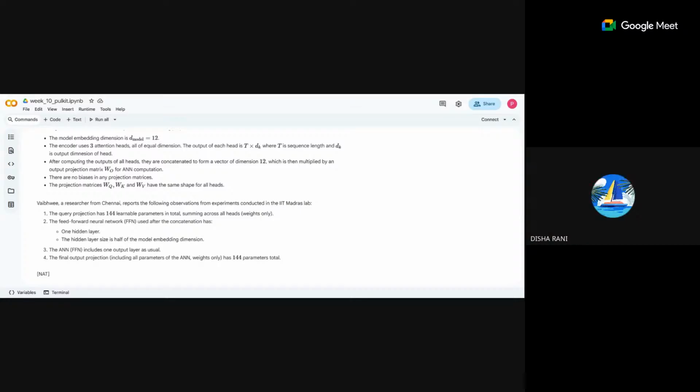So once you know the hidden layer size, the second one was 6 cross 12. See, the feed forward neural network that we have uses one hidden layer, and the hidden layer size is half of the embedding dimension. Our model dimension here is 12, so the hidden layer size would be 6.